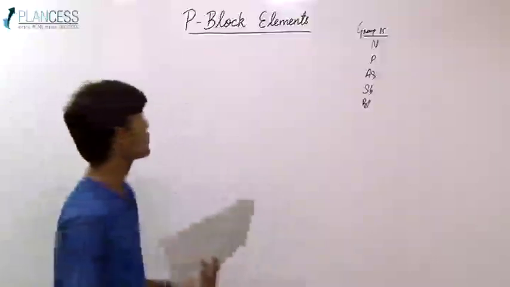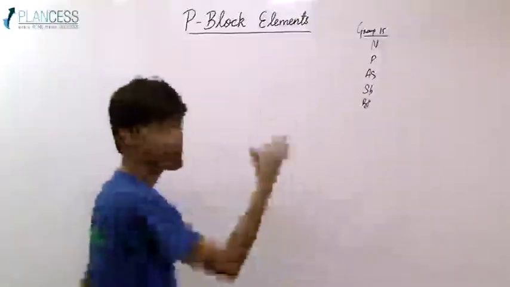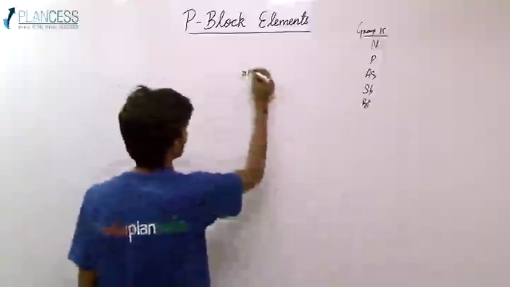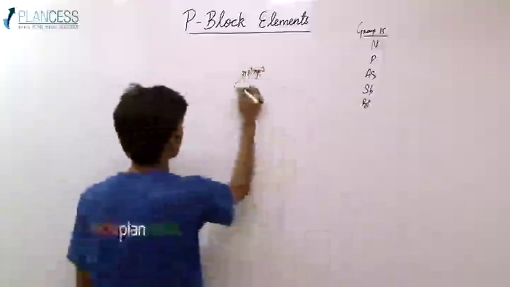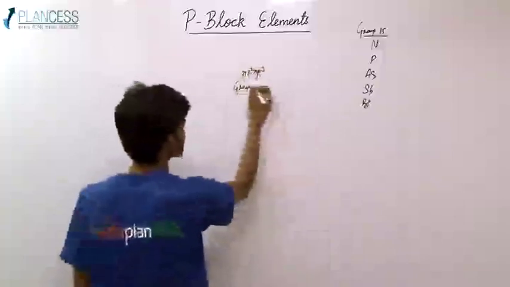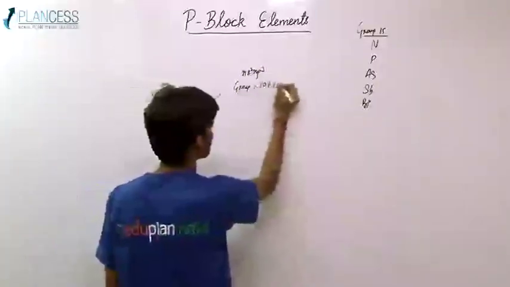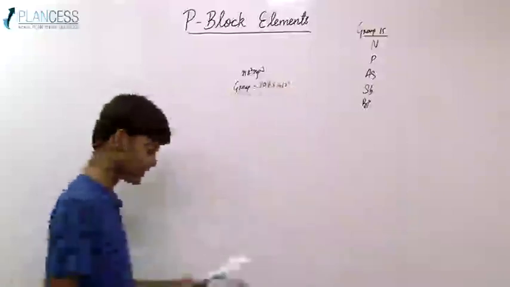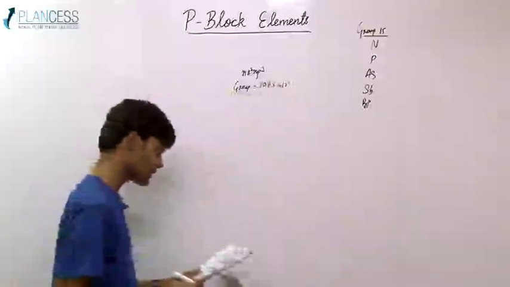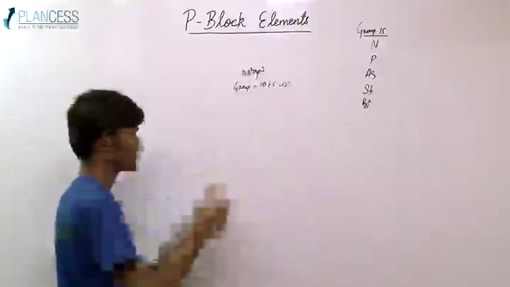The nitrogen family, as you know, has the electronic configuration of group 15: ns2 np3. So the number of valence electrons is 5, and the group number would be 10 plus 5, which is 15. So, 5 valence electrons, group number 15. Talking first about their general properties, first is electronic configuration, which is ns2 np3.